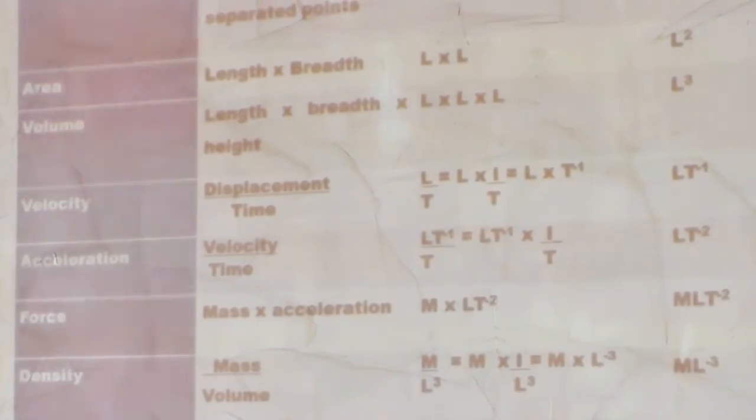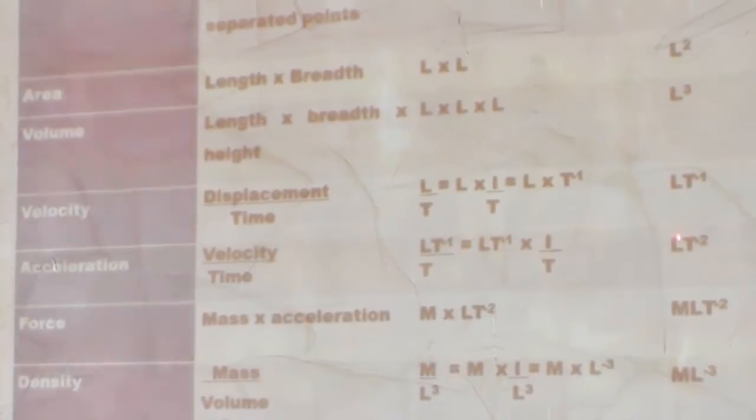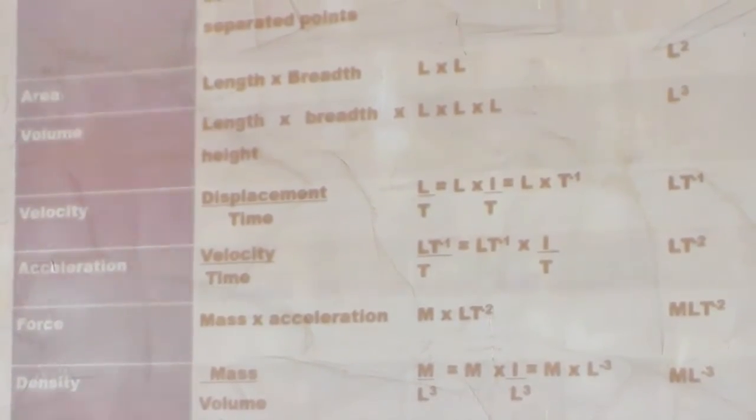Therefore, the dimension of velocity now becomes LT raised to power minus 1. Now, let us look at acceleration. Acceleration is the velocity all over time taken. The dimension of velocity, we have done that before, which is LT raised to power minus 1. Wherever you see velocity now, put LT raised to power minus 1.